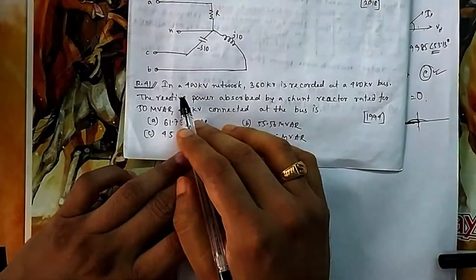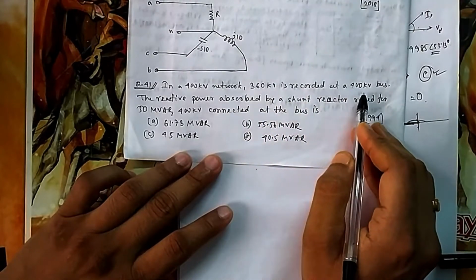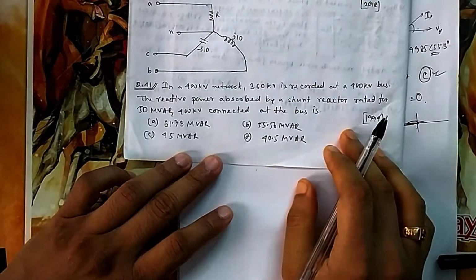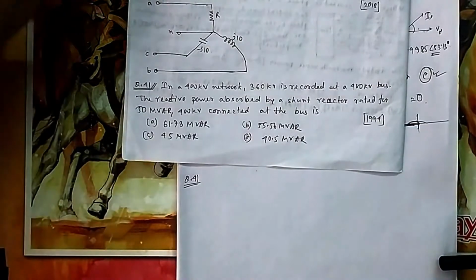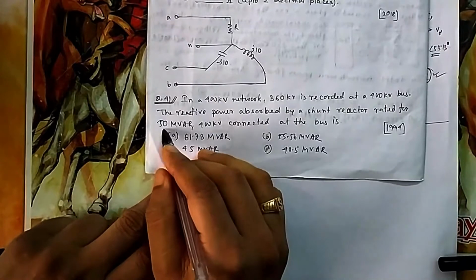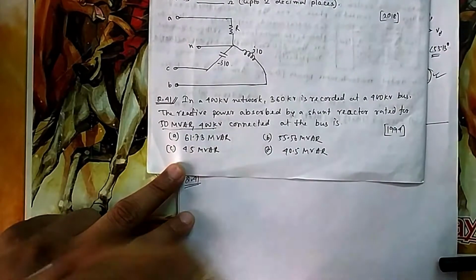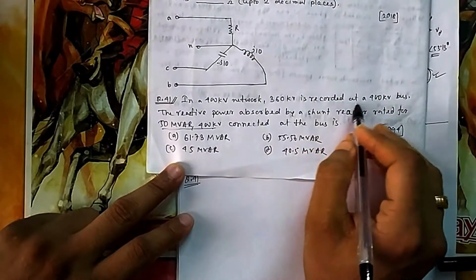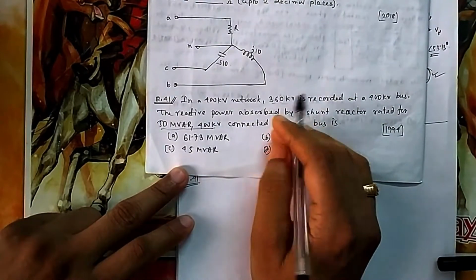In question number 41, in a 400 kV network, 360 kV is recorded at a 400 kV bus. The reactive power absorbed by a shunt reactor rated for 50 MVAR, 400 kV connected at the bus is? So this is the specification of the reactor. If the voltage is 400 kV, then the reactive power absorbed will be 50 MVAR. But here the actual voltage is not 400 kV, it was rated for 400, but the actual voltage is 360 kV.